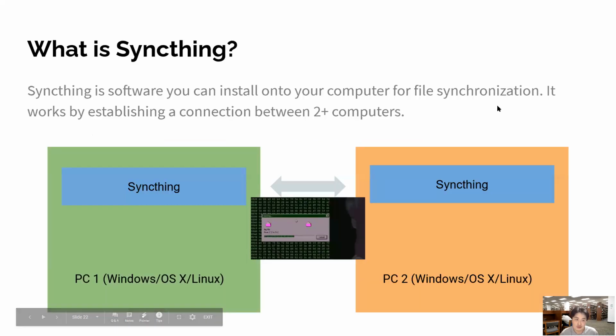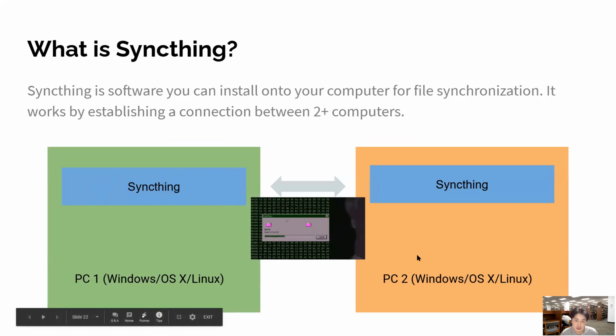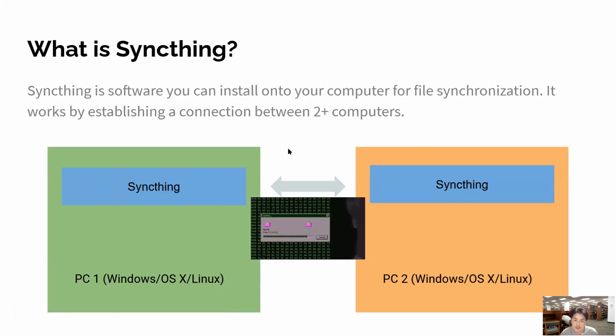We are going to move over to Syncthing. So just to recap, Syncthing is software that you install on computers, and what Syncthing does is that it will connect to a computer. So we have Syncthing installed on PC1 and PC2, and you connect the two. You establish a peer-to-peer network so you can have file synchronization. And this is a cool technology because you don't have to use the cloud no more.